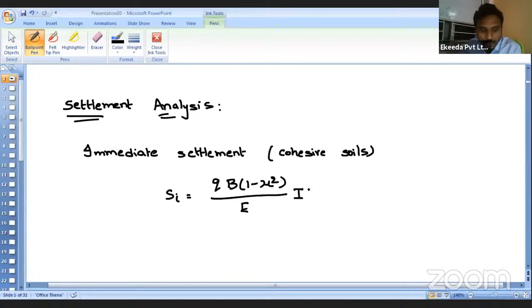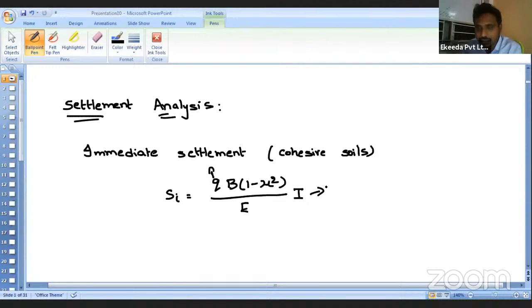Here Q is the pressure at the bottom of the foundation, and B is the width of the foundation, or we can also call it the width of the footing. If you are talking about a rectangular footing, we have the two dimensions L and B, and out of those two we have to take the smaller magnitude. Mu represents the Poisson's ratio, and I represents the influence factor.